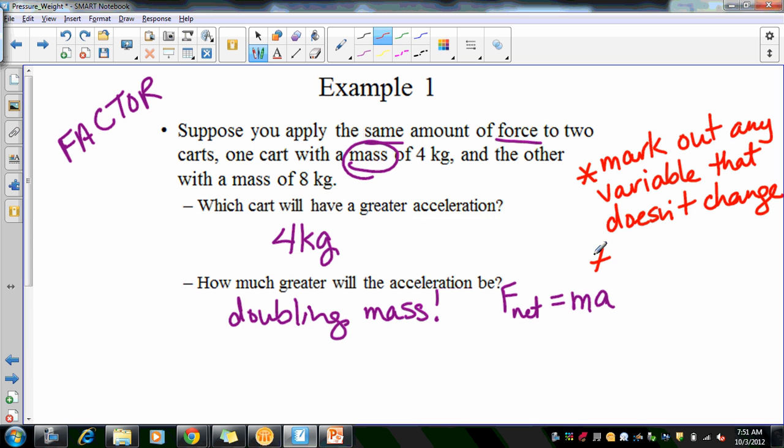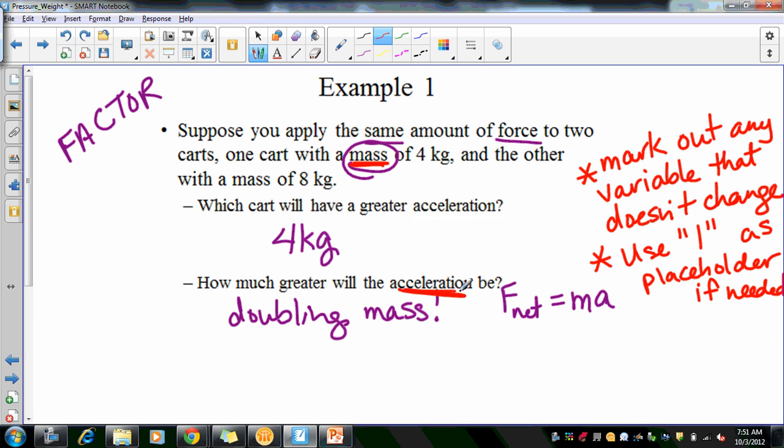And then step 2 is use a 1, the number 1, as a placeholder if needed. So the idea is we're only looking at what is changing in order to figure out how something else changes. So here we're looking at how the mass changes the acceleration. So we're looking at mass and acceleration. Here it says the same force.